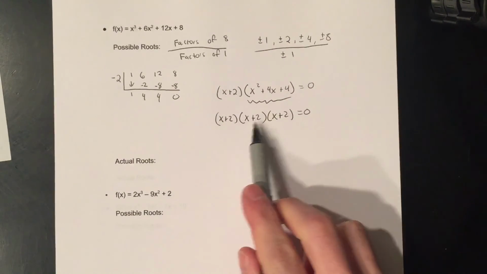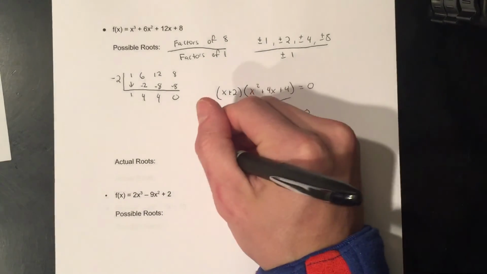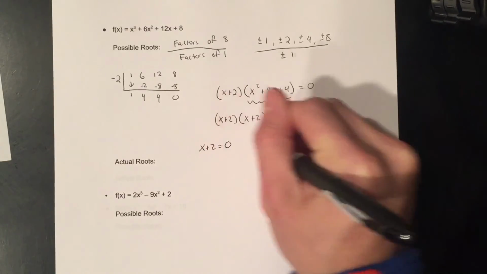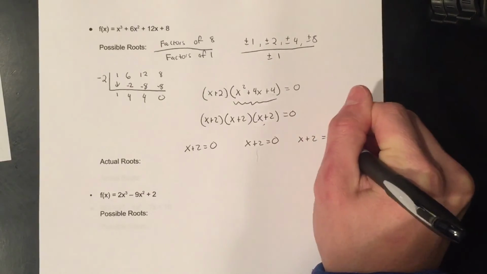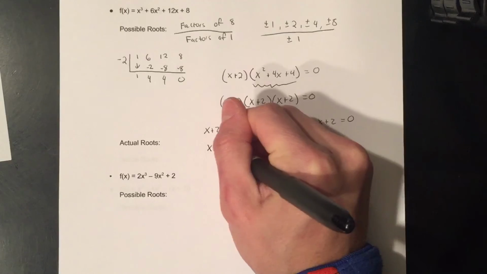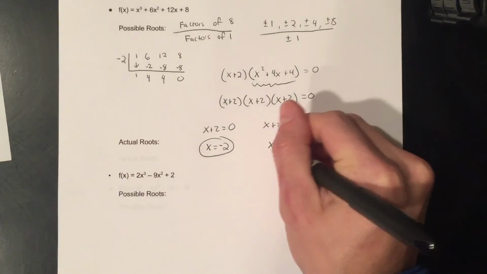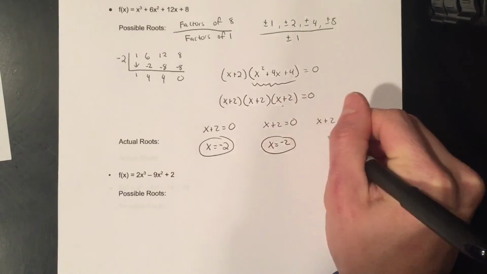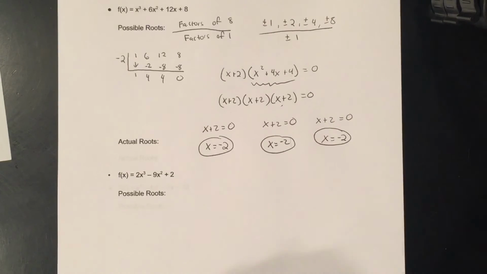Notice I have the same thing over and over again. I might bring back a vocab word that we took Friday notes on. Come back to that in a second. Set each of your factors equal to 0. X plus 2 equals 0. Therefore, x equals -2. Well, we're actually going to get the same answer 3 times in a row. X equals -2, x equals -2, x equals -2.